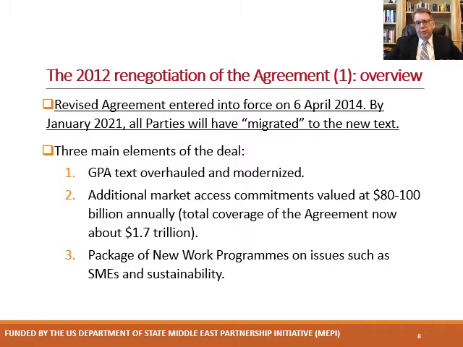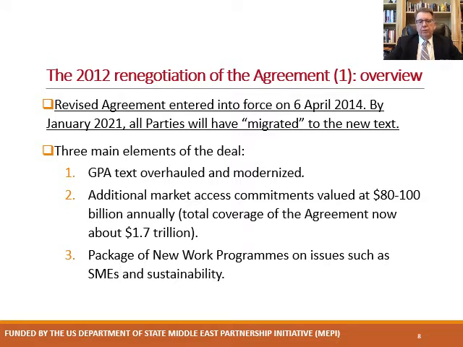So, there were three main elements to the renegotiation. The first was that the GPA text was overhauled and modernized. The second element was that additional market access commitments were added to the coverage of the agreement. Specifically, about $100 billion annually of additional procurements were covered by the agreement, bringing the total coverage of the agreement by all the parties collectively to around $1.7 trillion. It's a pretty significant coverage.